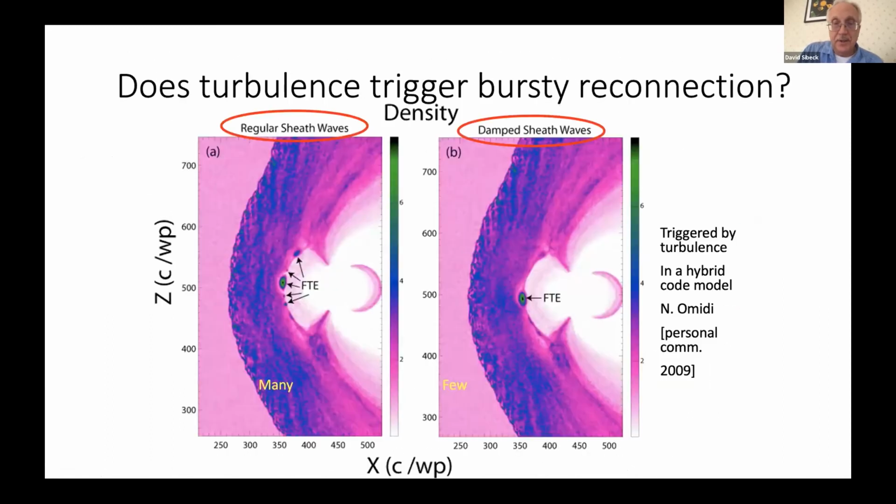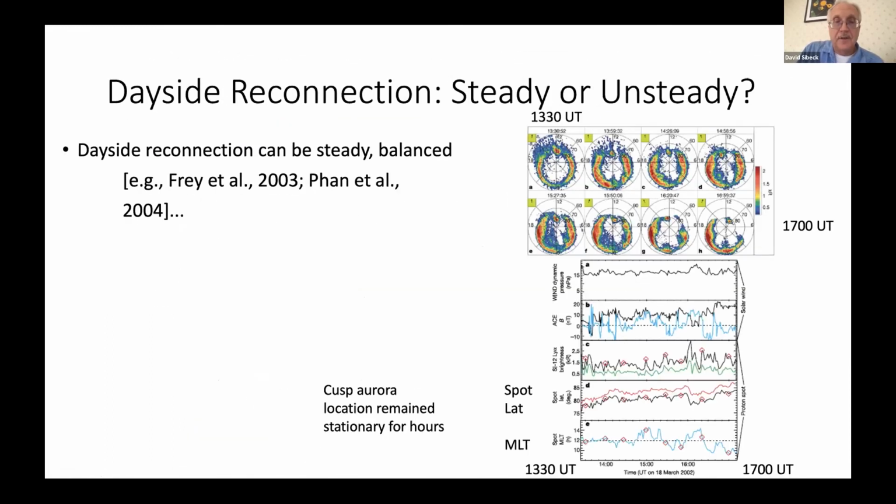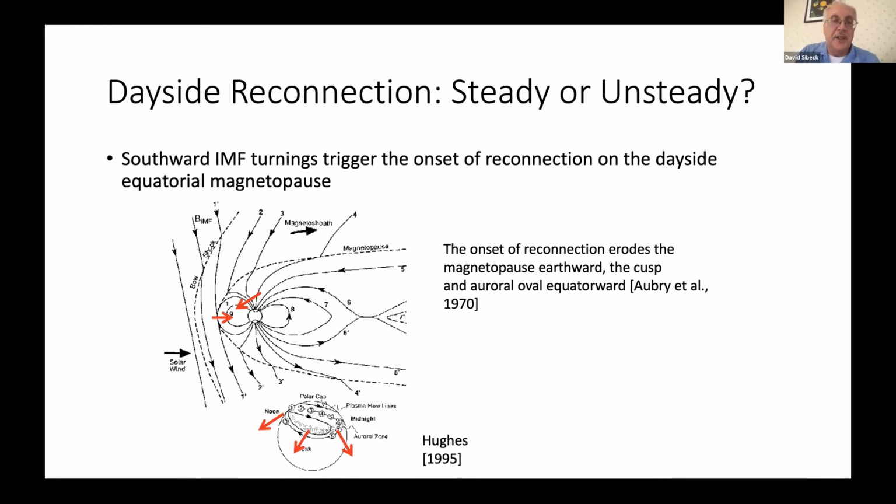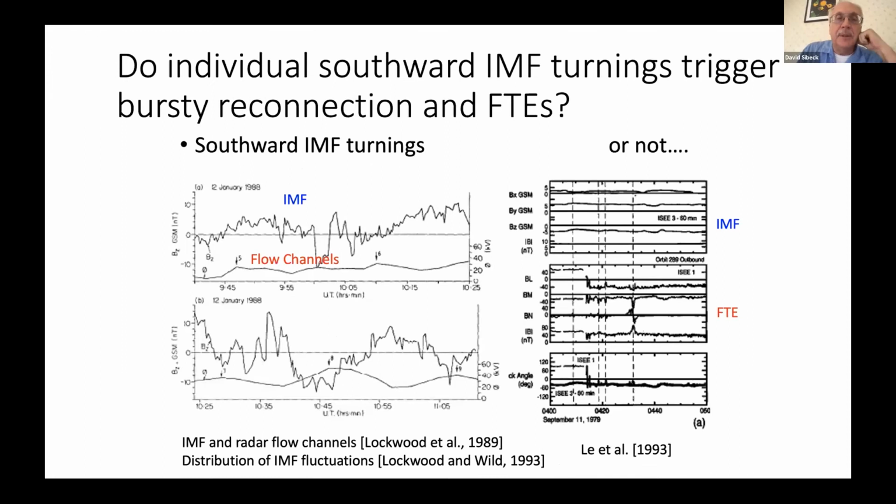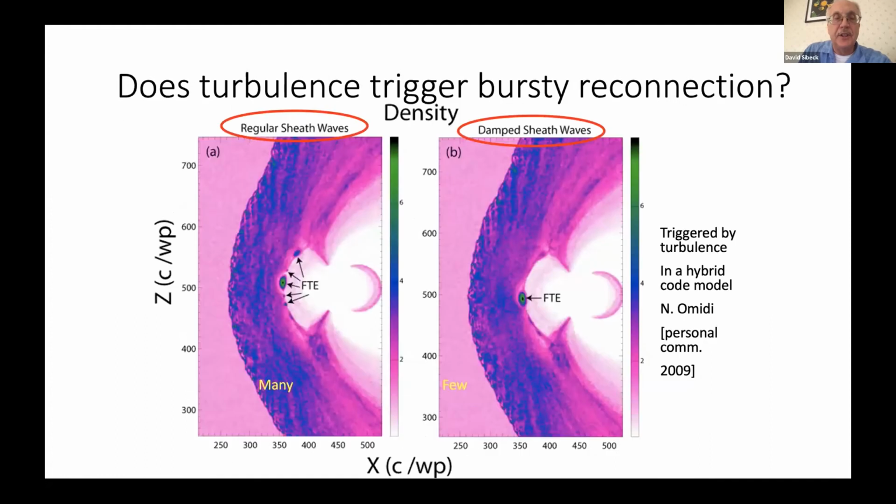Of course, we also have reasons to believe it's unsteady. The IMF orientation is always changing, and we know a southward IMF will turn on reconnection and erode the magnetopause. Some people believe that each individual southward IMF turning triggers a burst of reconnection. That viewpoint was advocated by Lockwood many years ago. Other people can't find the triggers, but they can find the transient response, and therefore they conclude that there are no triggers. Reconnection is intrinsic. It's intrinsically unsteady at the magnetopause.